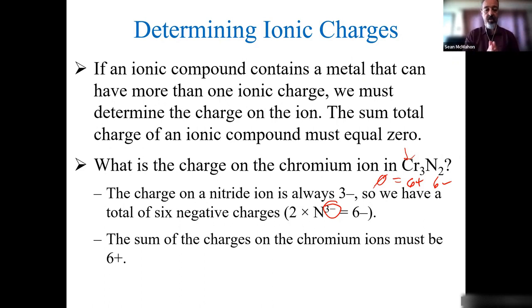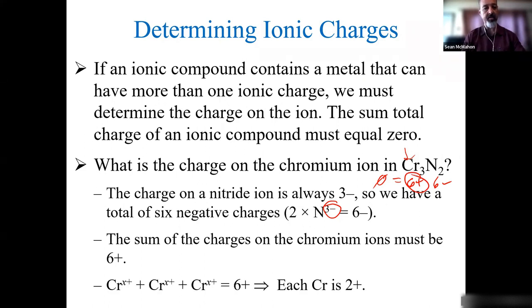Okay? So now I know that all the chromiums give me a 6 plus. So what does the chromium have to be? Well, there's 3 of them, right? There's 3. It says right here. So chromium X plus, X plus, X plus equals 6 plus. So each must be a 2 plus. Another way of doing it is just take that 6 plus and divide it by this subscript 3. So that must mean it's chromium 2. So this would be called chromium 2 nitride.